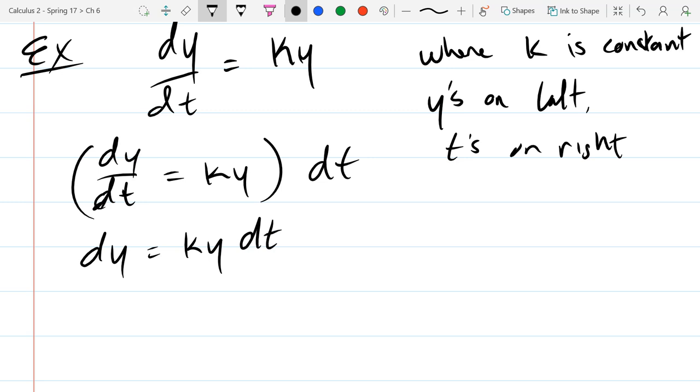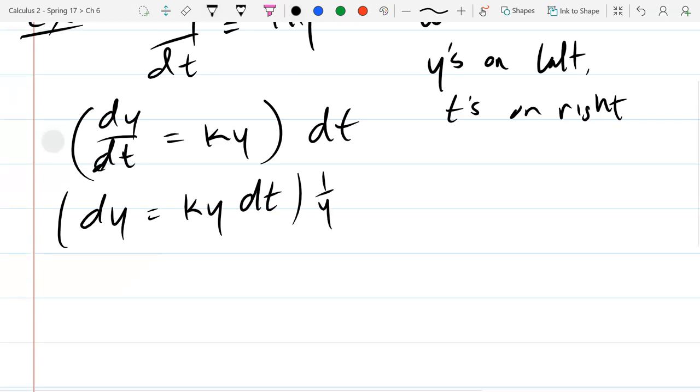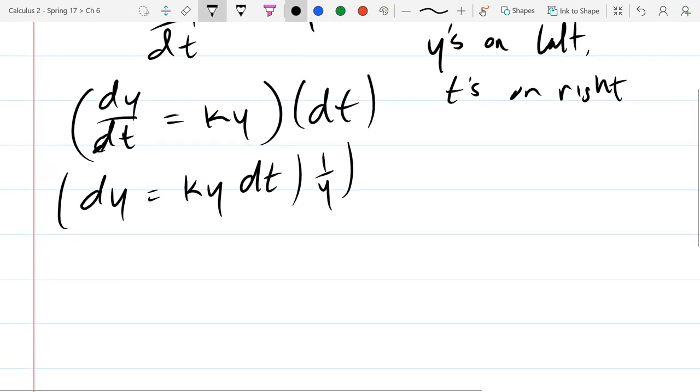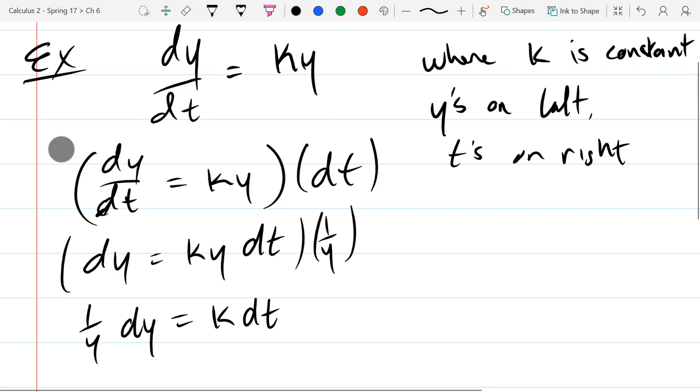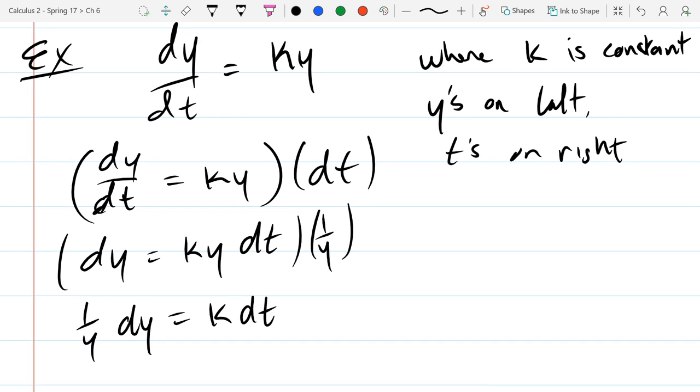And then the last thing I have to do, get the y out of here. So I'm going to multiply by 1 over y to get the y out. So we separated everything. Y's on the left, t's on the right. And if you have any constants, it doesn't matter what side they end up on.